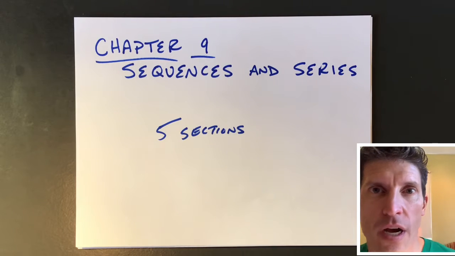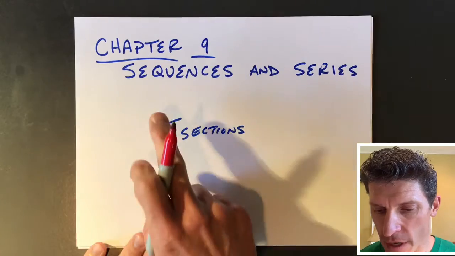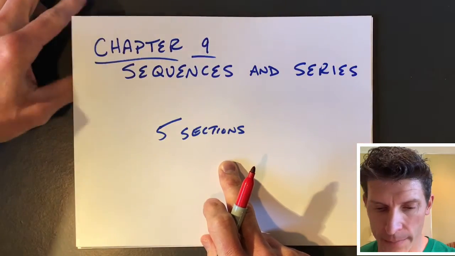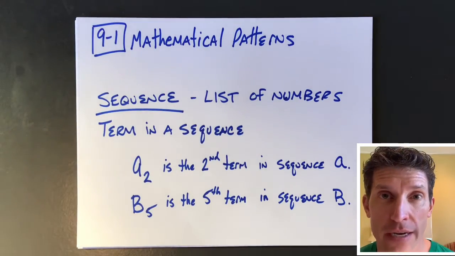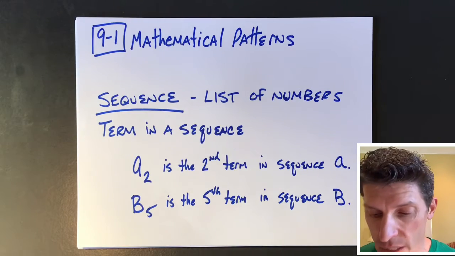Good morning, everybody. We're going to hustle today and try to get through the beginning of Chapter 9. Chapter 9 is on sequences and series, and there are 5 sections in Chapter 9. The first thing you need to understand about Chapter 9 is that we're going to be dealing with patterns only. And a pattern is simply a sequence of numbers.